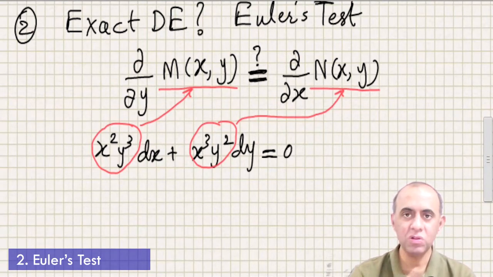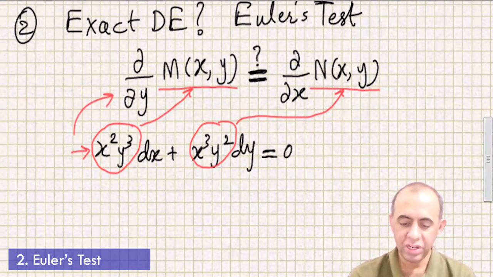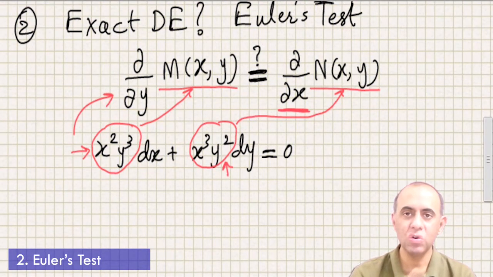When we recognize both of these, we need to take the partial derivative of the first with respect to y, and then the partial derivative of the second with respect to x. So that takes me to the point where I need to explain what a partial derivative is.